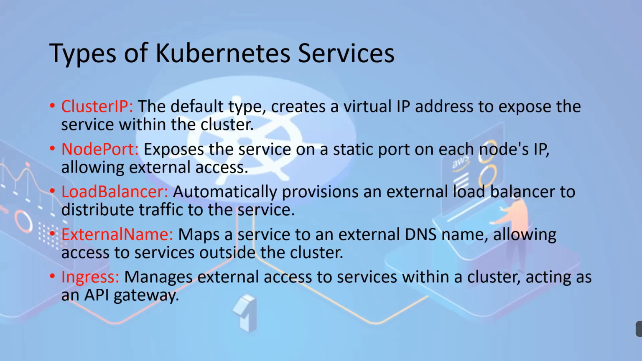Types of Kubernetes service. The default type, ClusterIP, creates a virtual IP address to expose the service within the cluster. It means ClusterIP allows us to communicate within the cluster. We cannot communicate through this ClusterIP to the outer world. For that, we are using NodePort to access our application from the outer world. Let's understand what NodePort is. It exposes the service on a static port on each node's IP, allowing external access.